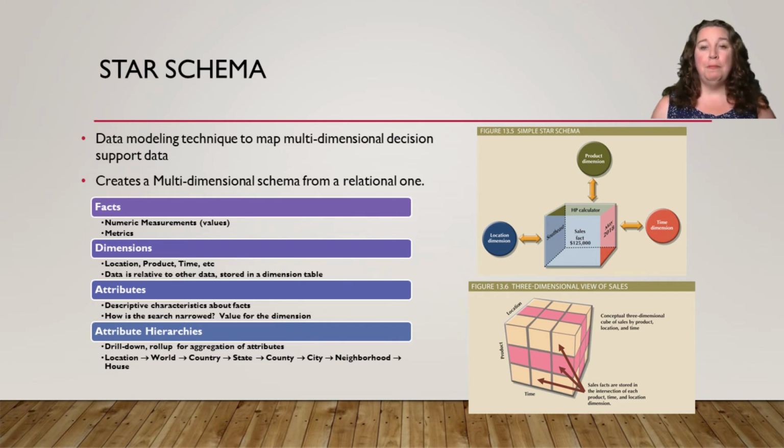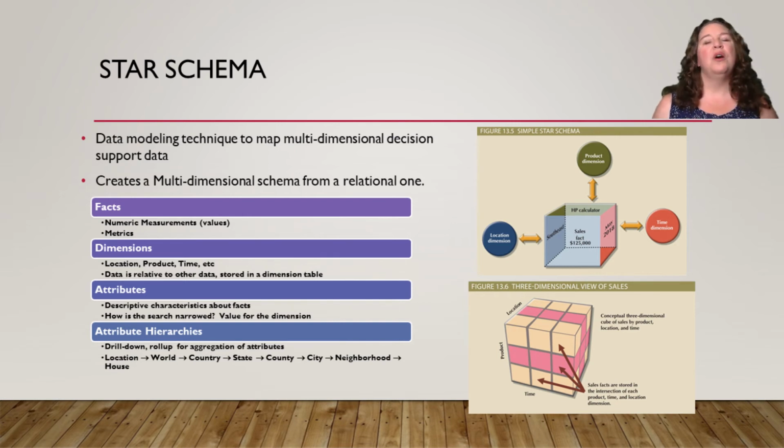We also have the time dimension. Time dimension would be May of 2018. So in May of 2018, in the southeast location, we had sales of $125,000. The top one is the product. So this was an HP calculator. What product did we sell in the southeast region at this time that had this sales fact?